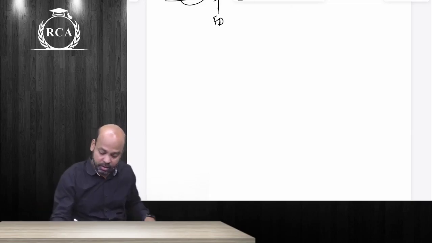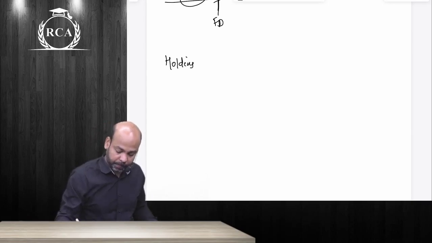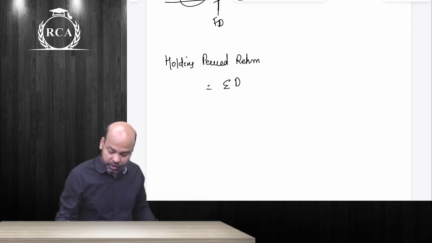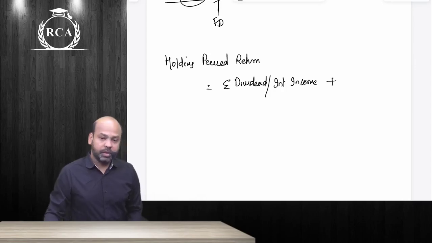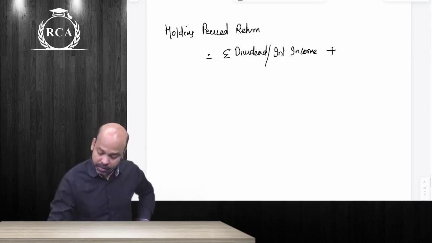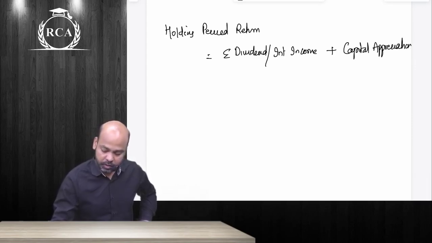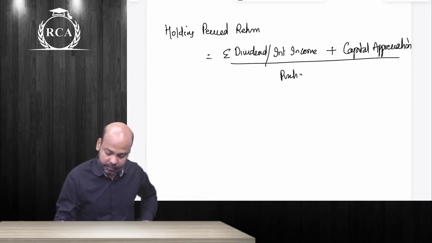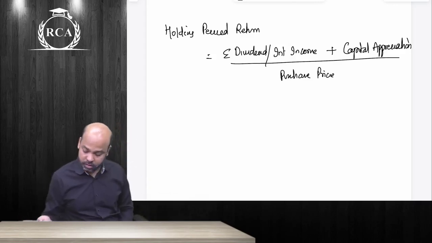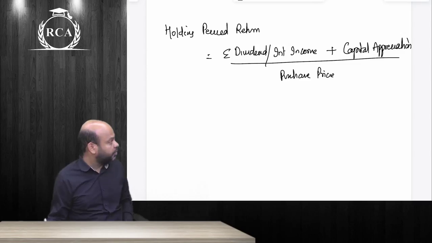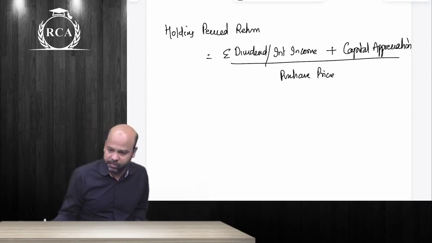Okay beta. Holding period return equals the summation of dividend or interest income plus capital appreciation, divided by purchase price.